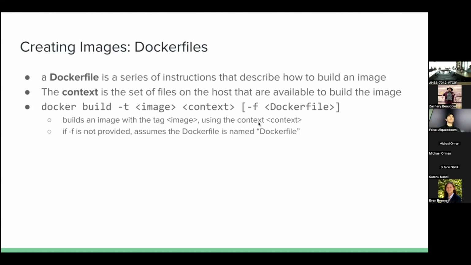Does that make sense? I know it's on the slide. I apologize. Yeah, so there's a couple things here. The -t is for tag, so that just defines the image's name and tags. This follows the same image format that I discussed earlier. Context is the folder that all of the files that end up in the image are going to come from. And then by default, Docker assumes that your Dockerfile is named Dockerfile, but you can override that using -f and then whatever name you want for your Dockerfile.